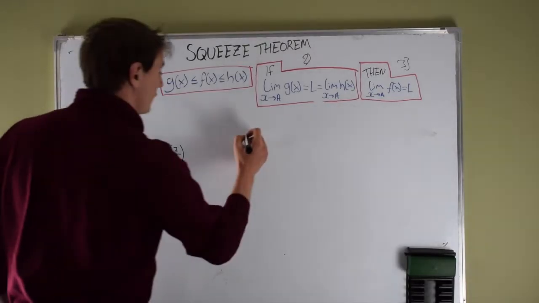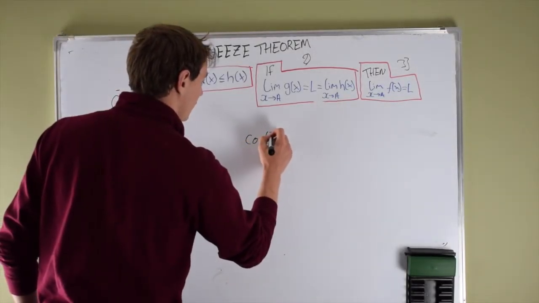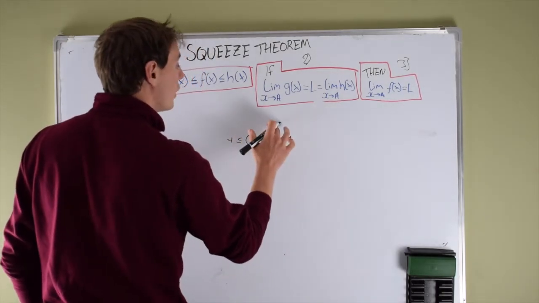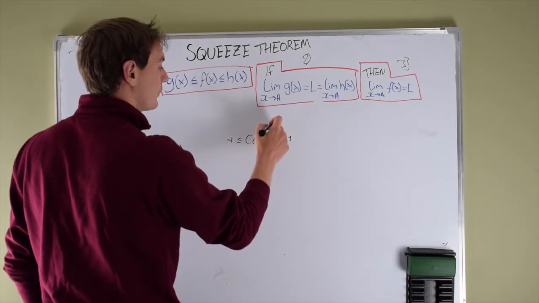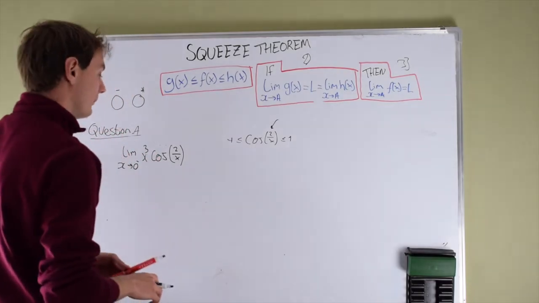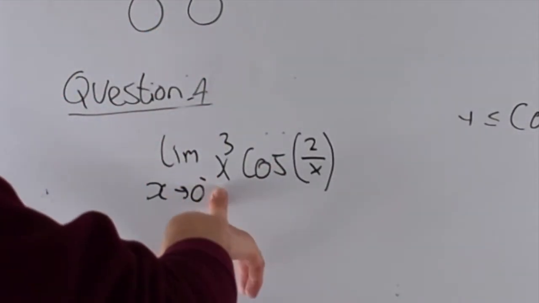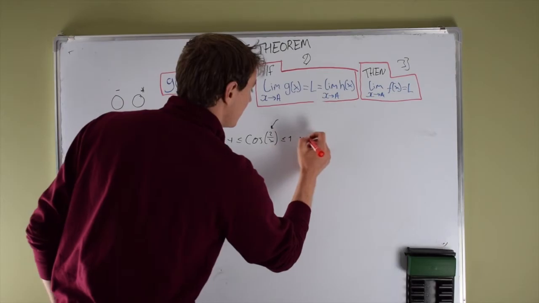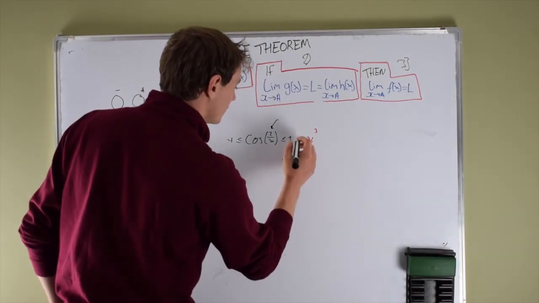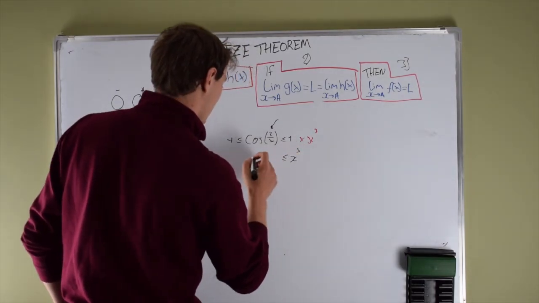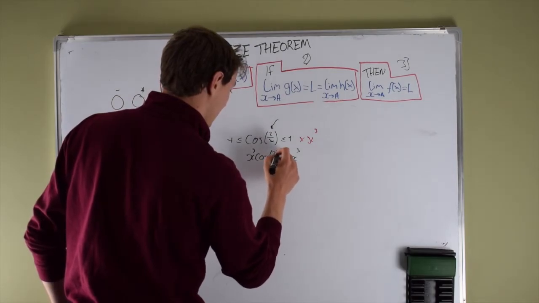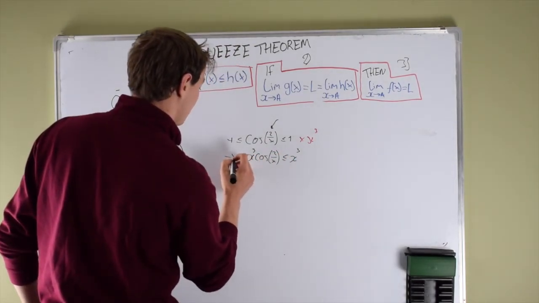Now like before, no different, cosine of 2 over x is bound between 1 and minus 1. No matter what is in the argument for cosine, it can only ever be bound between 1 and minus 1. However, we're just missing the all times by x cubed, so we're going to write that here, x cubed. So on the right hand side, we've got x cubed, and then this is quite straightforward, this one, 2 over x, and then this one's minus x cubed.